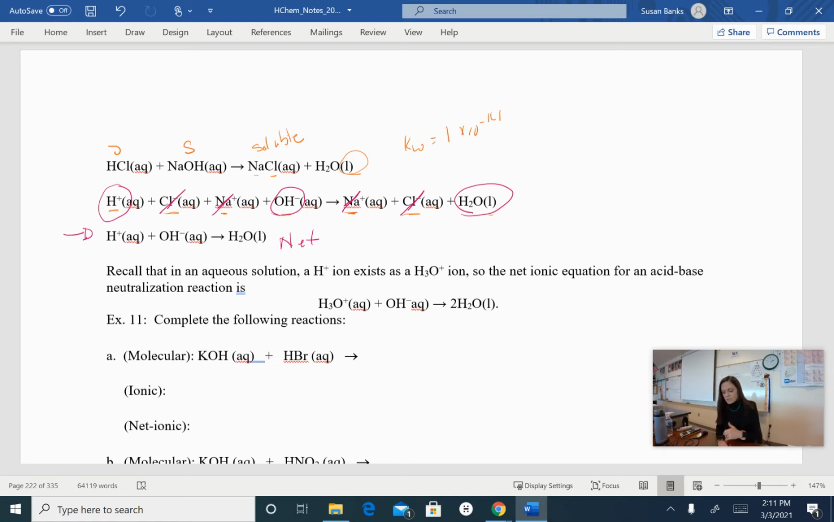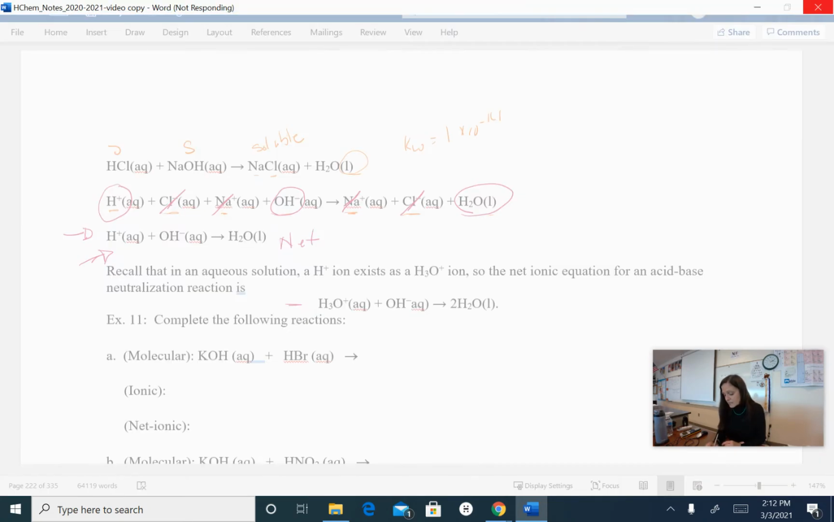Recall that in an aqueous solution, hydrogen ions really exist as hydronium ions. They are piggybacking on those water molecules. So the net ionic equation for an acid neutralization really is hydronium plus hydroxide making 2 waters. Now, because we are lazy, we normally don't write it out as the hydronium ion. We usually just write it as the hydrogen ion. But in reality, this is what is happening.